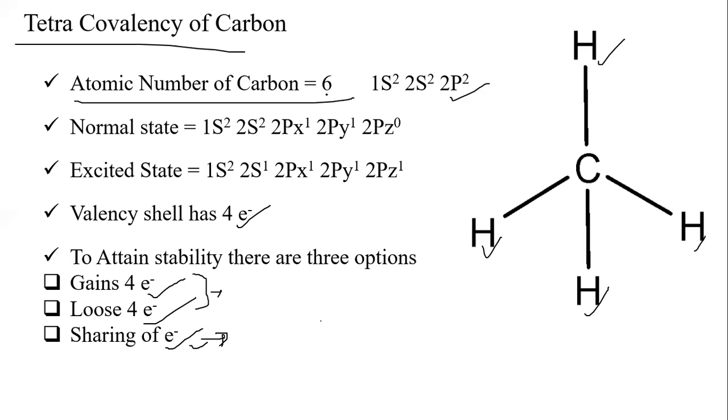Students, the atomic number of carbon is 6. The electronic configuration is 1s2, 2s2, and 2p2. In the normal state it is 1s2, 2s2, 2px, 2py. In the excited state it is 1s2, 2s, 2px, 2py, and 2pz. So totally there are four unpaired electrons. To attain stability, we will share the electrons with other atoms. So let us see what happens next.